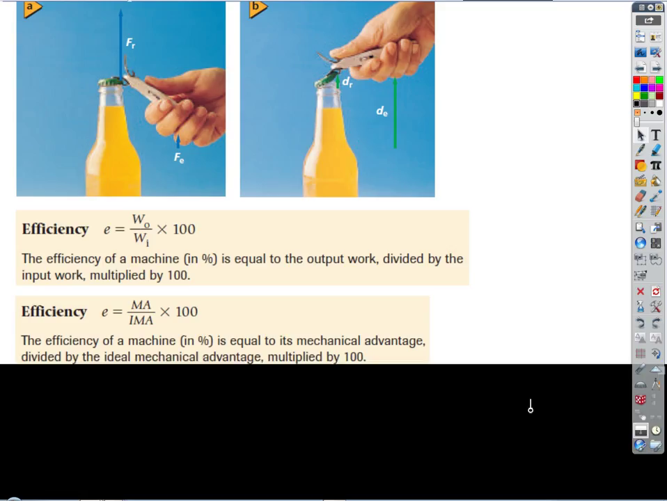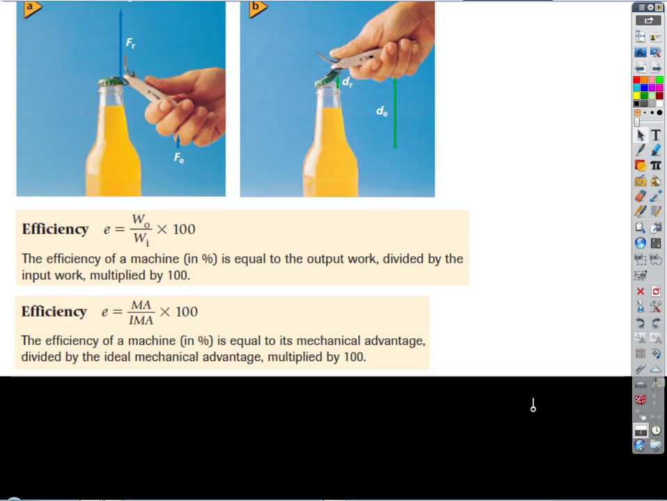So efficiency, we kind of ended up with efficiency yesterday, right? We defined it in two ways. We could say that efficiency is equal to the output work divided by the input work, or you could call that resistance work over effort work, and then multiply by 100 if you want to turn it into a percentage. Or we could say it's equal to the actual mechanical advantage divided by the ideal mechanical advantage. Either way, you're calculating the same thing. They're always going to be equivalent. And that's never going to be perfectly 100%, but it could get pretty close in some cases.